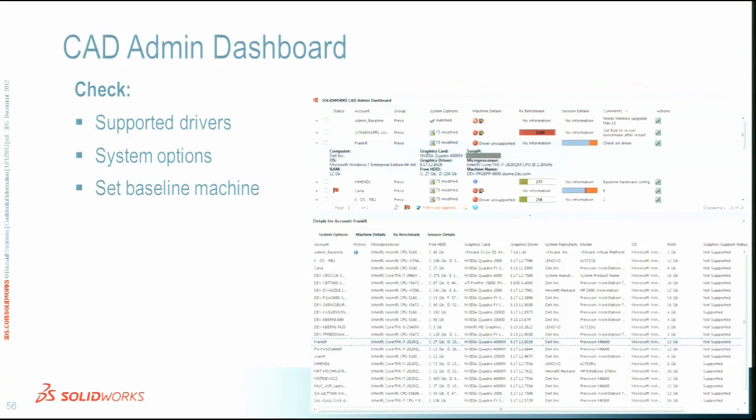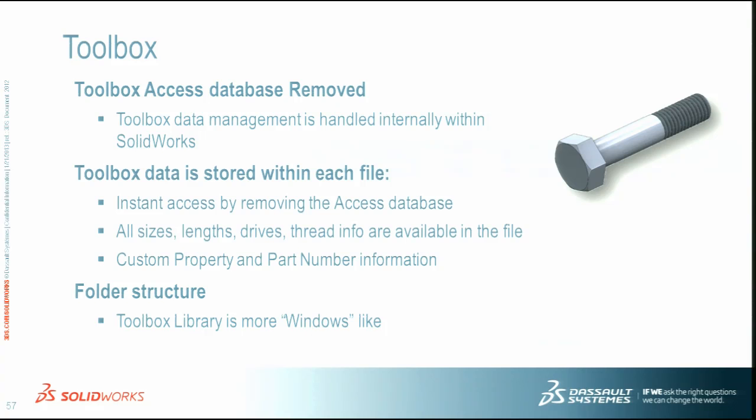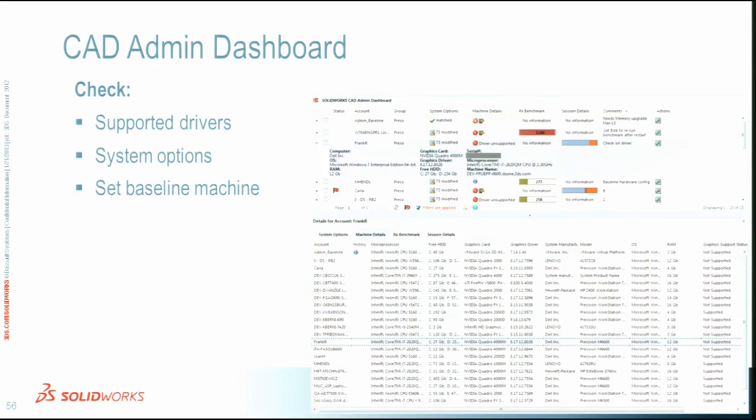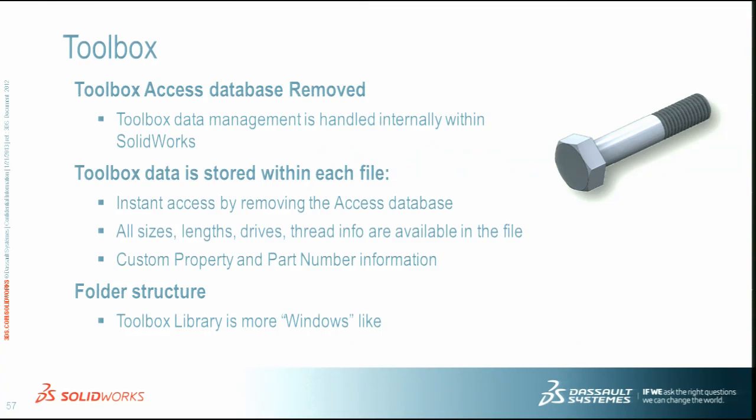CAD admin dashboard will tell you about supported drivers, so you can look at what you can set flags to say this machine doesn't have the right driver. You can also do some session details, so that's all the machine details. I talked about RX, and I'll talk about the other one, session details, at the end. Toolbox: this happened in the last release, but we removed the Access database, so you don't share a toolbox part with someone and they get the 6-foot fastener. So all the toolbox information is now stored with the part.